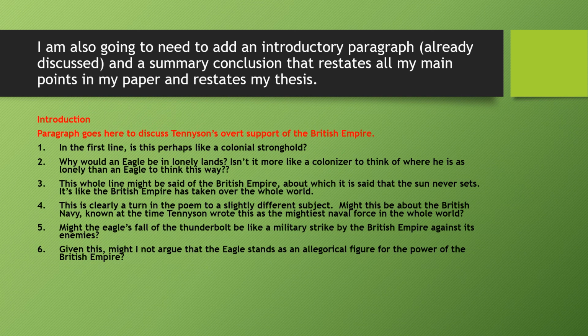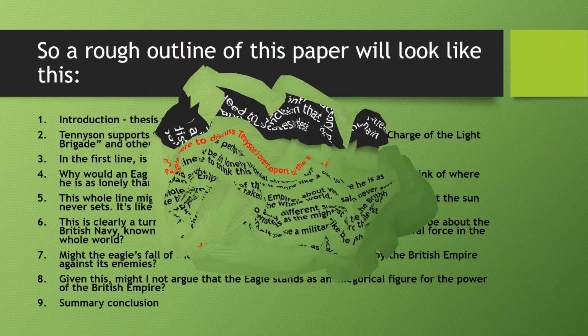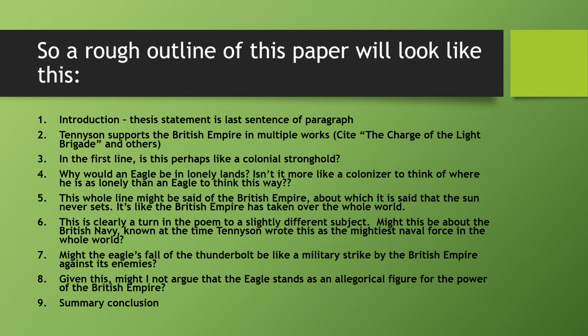So first would be the introduction. Then would be that paragraph about Tennyson's overt support of the British Empire, and it might include discussions of other literary critics about what it was that he felt about the British Empire. And then I would have at the end a conclusion. And this really is largely my outline for this paper. I have completed successfully that task. So the rough outline would look like this.